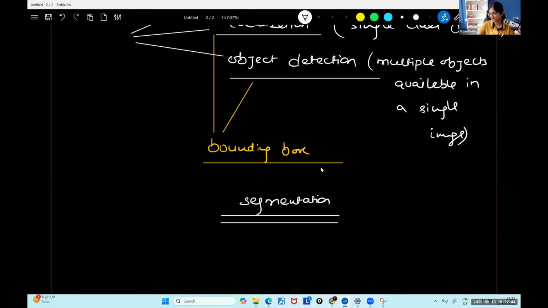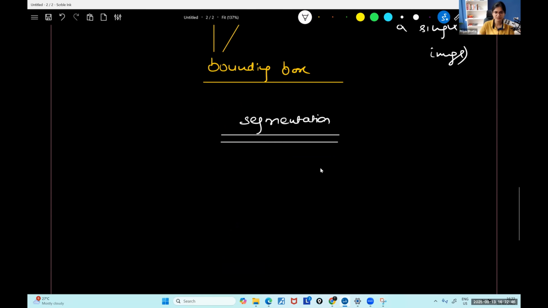What is the meaning of segmentation? Have you heard about this term before this session? I think I might have discussed this term in our previous sessions, not really sure. Segmentation is also another task where our main focus is to detect the boundary lines of any region.